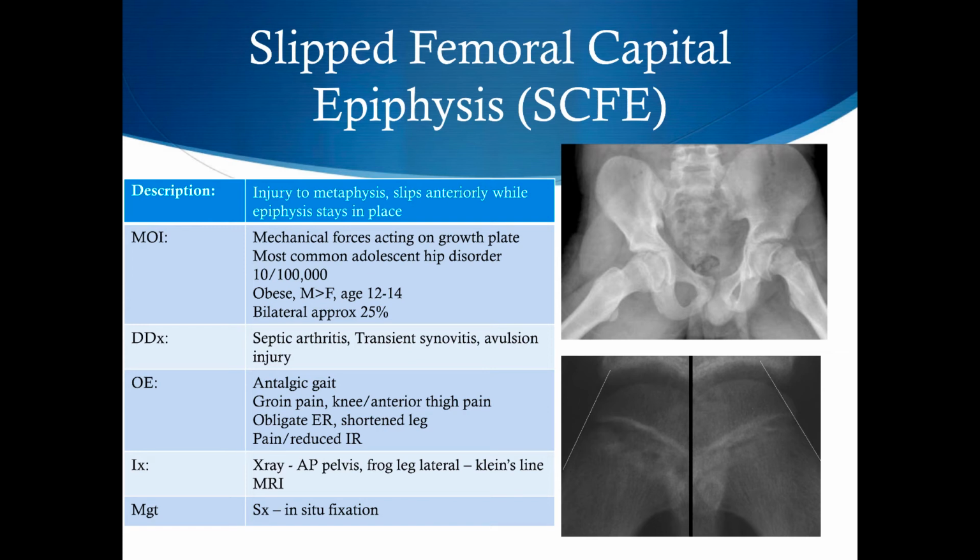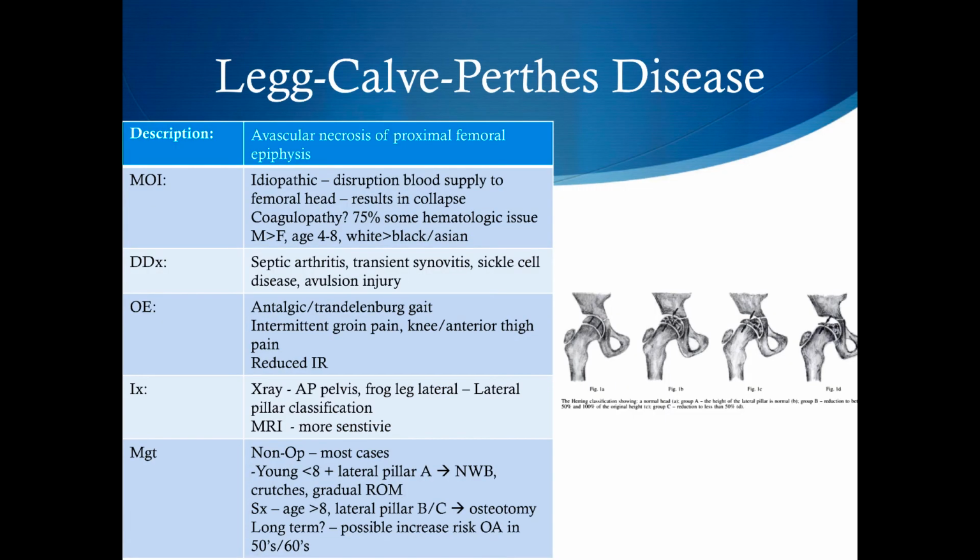Typically, they may have an obligate external rotated position or shortening of the leg, and then they often have pain with impingement maneuvers such as internal rotation or FADIR testing. You always want to start with an x-ray in these individuals, which includes an x-ray of the AP pelvis and a frog leg lateral. You'll be looking particularly for something such as Klein's line, a line drawn along the femoral neck towards the femoral head. In the bottom picture there, it is shown that if there's any degree of offset, then they do have a SCFE injury. And this is a surgical intervention involving in situ fixation.